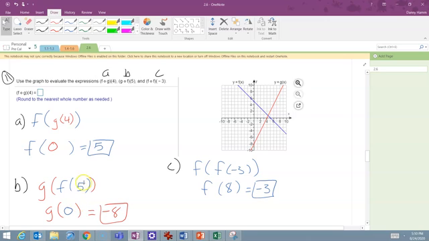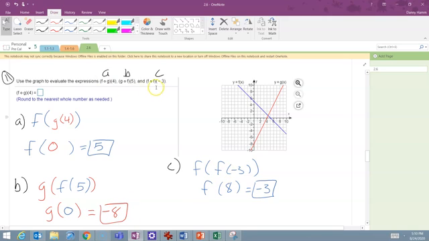And so here, my x value is 5. I go to 5. And I'm like, what is the value on the blue graph? It is 0, so that's where I get this 0 from. Now, that 0 becomes an x value. I go to 0, and I say, what is the value on the y for the red? And I get -8. So that's where this comes from.